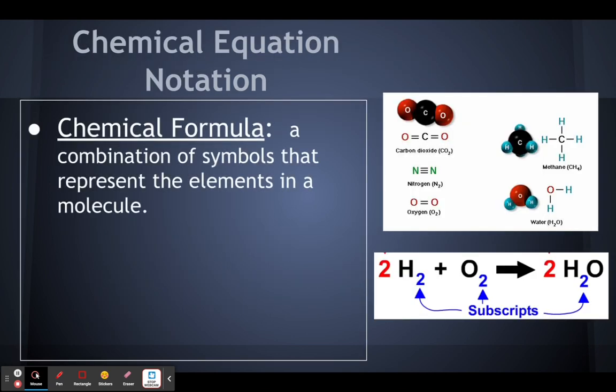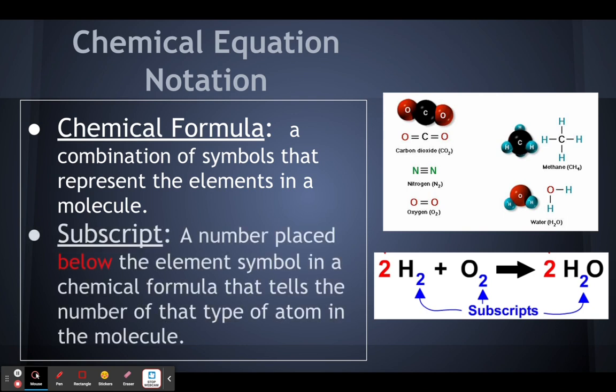I know you've seen this multiple times already yesterday, but a chemical formula is a combination of symbols that represents the elements in a molecule. It's just another way to write the information. This is going to be brand new for you, and this is what you are going to write.